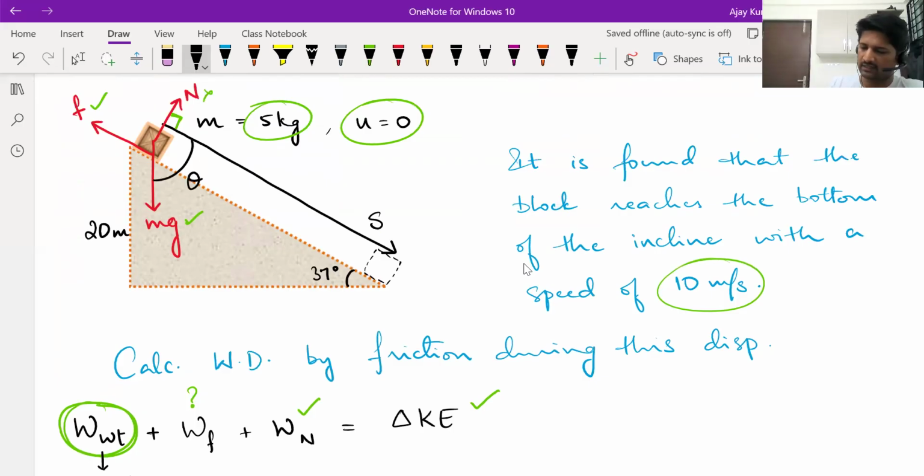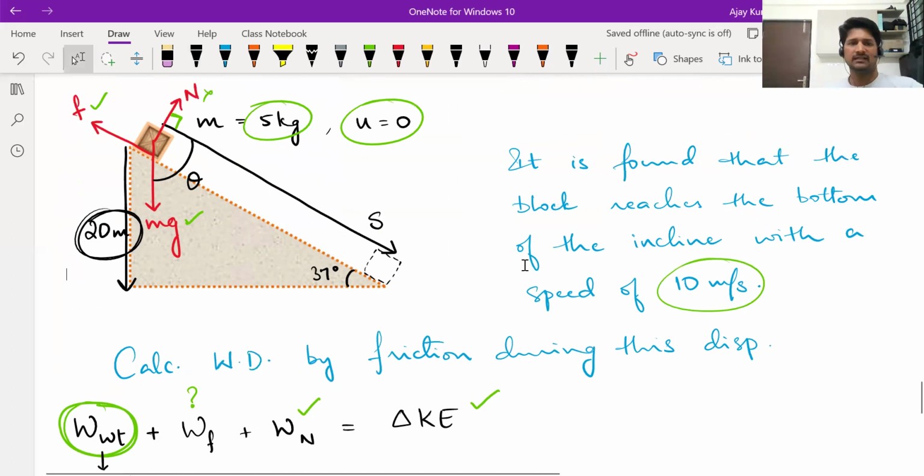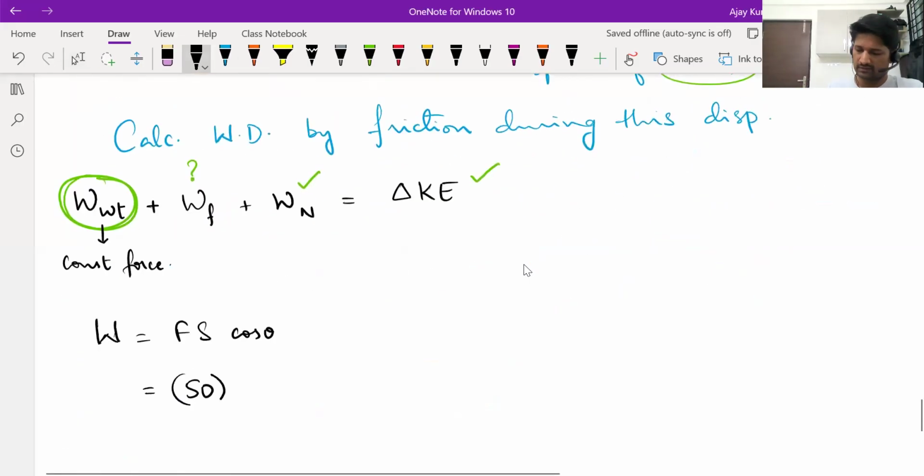This angle will be theta. S cos theta is nothing but this displacement, which is directly given to you, 20 meters. So you don't have to take the total displacement and take cos theta again. Directly use 20, because 20 is the displacement in the direction of the force mg. So you already know force and displacement in the same direction.